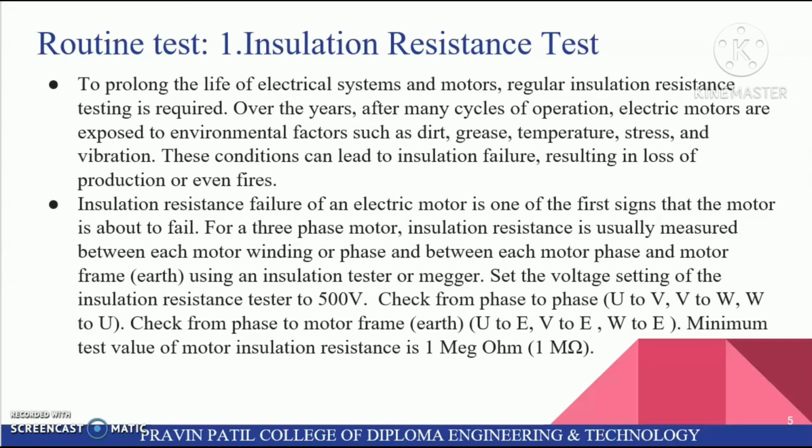For a 3-phase motor, insulation resistance is usually measured between motor winding or phase and between each motor phase and motor frame using an insulation tester or megger. Set the voltage setting of the insulation resistance tester to 500 volt. Check from phase to phase, that is U to V, V to W and W to U. Check from phase to motor frame, that is U to E, V to E and W to E. Minimum test value of motor insulation resistance is 1 mega ohm.